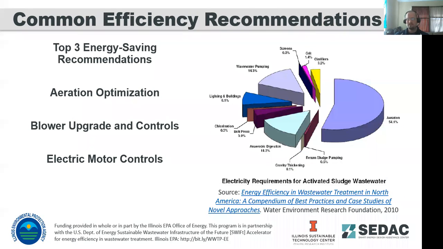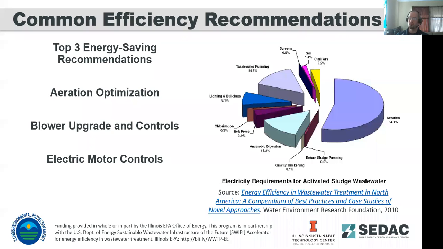Some of our top energy recommendations. For most plants, aeration is the largest consumer at the plant, so we tend to focus on aeration optimization through fine bubble diffusers or on-off controls of aeration, anything that can minimize the impact of how much energy needs to be added to add oxygen to your process.